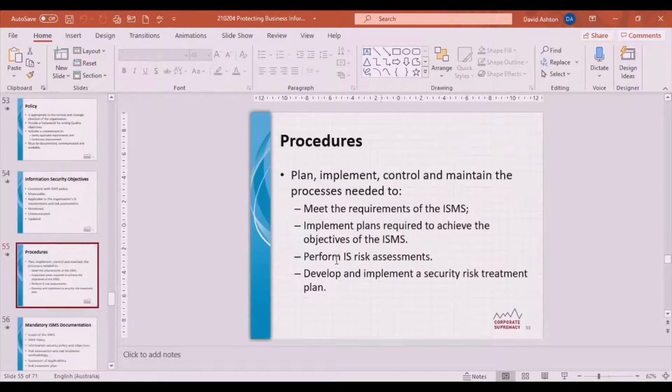So procedures: control and maintain procedures that need to meet the requirements, implement plans, perform risk assessments and develop the security risk treatment plan. So again, procedures around identifying a risk, identifying the causes of that risk, the consequences of it, the likelihood of it happening, and then the procedure is how you're going to deal with it, how you're going to manage it to make sure it doesn't happen.